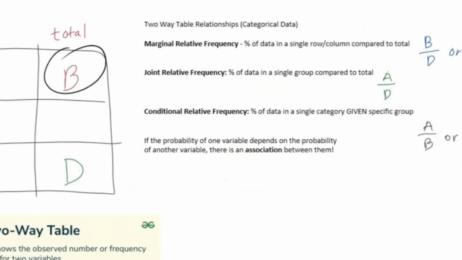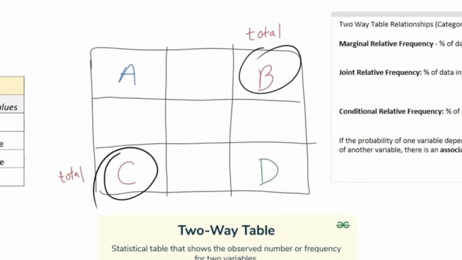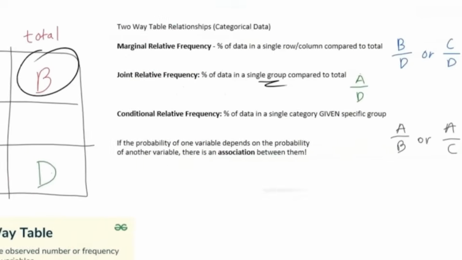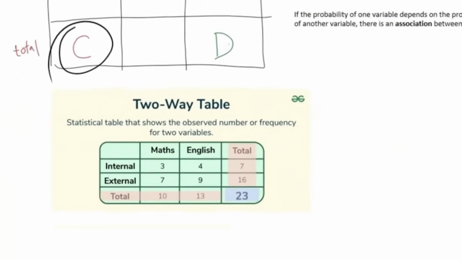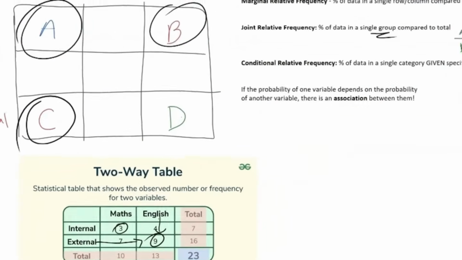The next thing we're going to look at is joint relative frequency. That's a percentage of data in a single group compared to the total. Group here might be a little confusing, but we're just going to look at A, a single intersection between certain variables. So that's A over D. In our two-way table with actual variables, that's something like math internal, so that'd be 3 over 23. Or maybe we want to look at external English. We look down English, external, so that's 9 over 23.